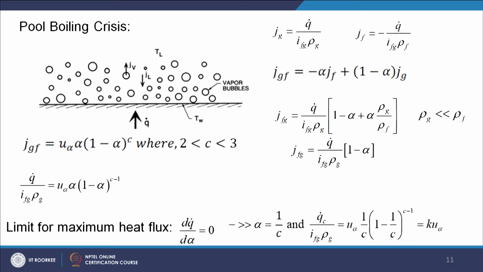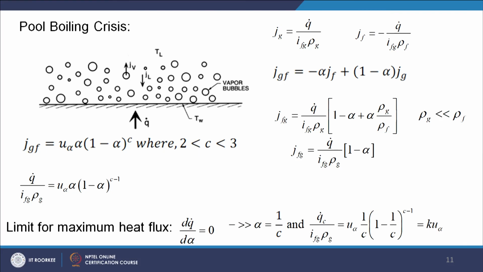So, we are having two different situations over here: bubble velocity up and liquid velocity down. We have taken JV and JL into consideration. Now, this JV signifies the vapor, gaseous phase, which we have written here as JG, and the liquid phase JL we have written here as JF.